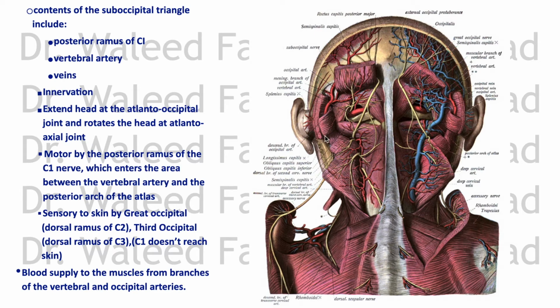Okay, I hope you got the idea about the suboccipital triangle. Don't forget the sensory supply we talked about, the C2 and C3, and that C1 dorsal ramus does not supply skin, it supplies only the muscles in the area. This covers it all.